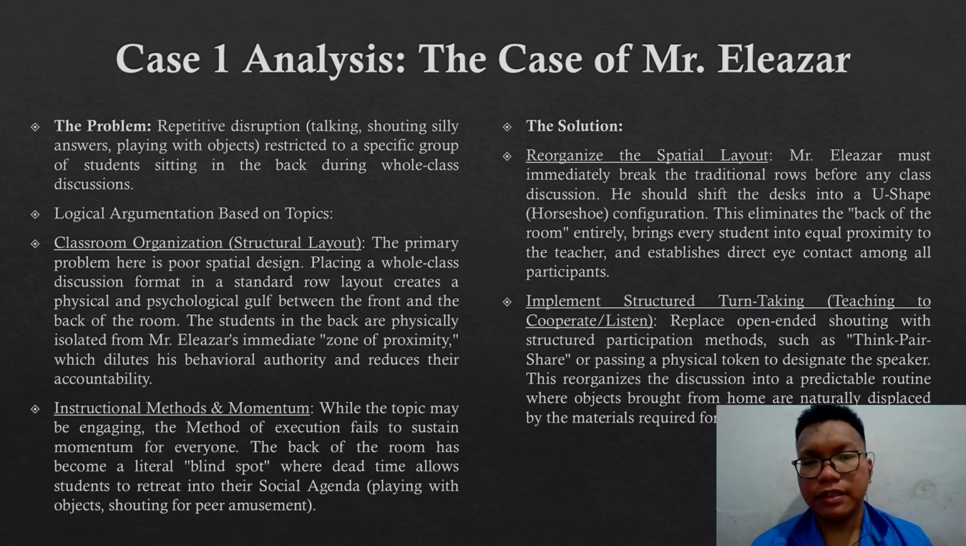What is the solution? First is to reorganize the spatial layout. Mr. Eleazar must immediately break the traditional rows before any class discussion. He should shift the desks into a U-shape or horseshoe configuration. This eliminates the back of the room entirely, brings every student into equal proximity to the teacher, and establishes direct eye contact among all participants. Second, implement structured turn-taking, teaching students to cooperate and listen.